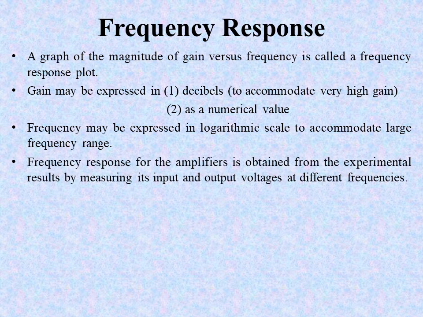The frequency response for the amplifier is obtained from experimental results. How can we obtain frequency response? We can measure the input voltages and output voltages at different frequencies, and then we can calculate the gain, and then we can plot the frequency versus gain graph. So this is the experimental method.